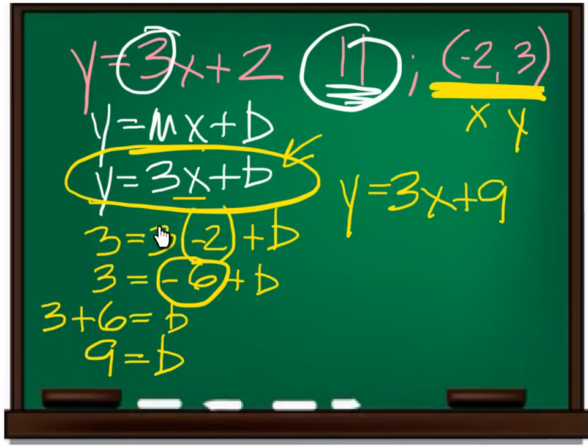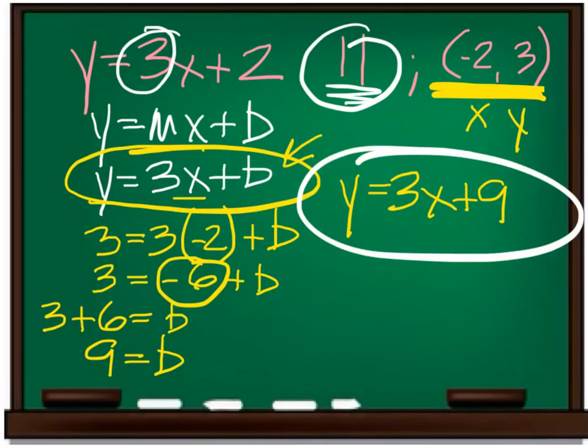From there, multiply these two to get negative 6. Move it to the left, make it plus. Get a 9. 9 is equal to b. Plug it in here for b. That's how we come up with this final answer, y equals 3x plus 9.